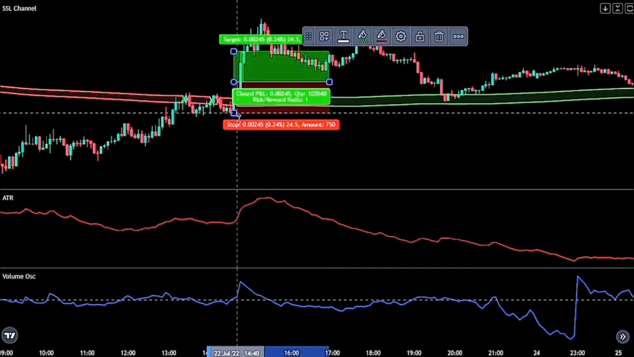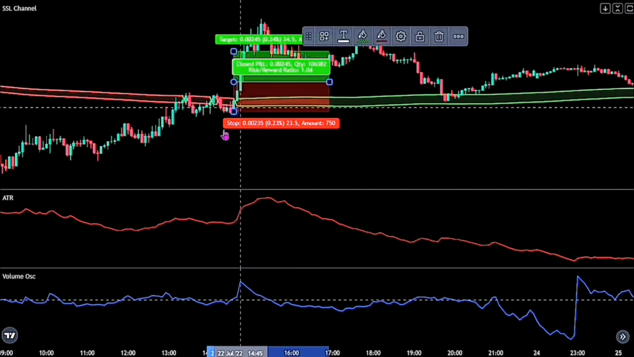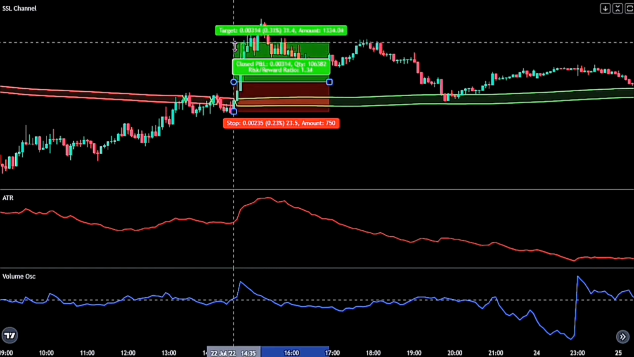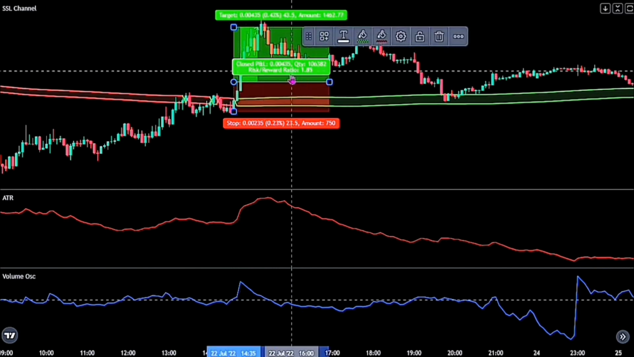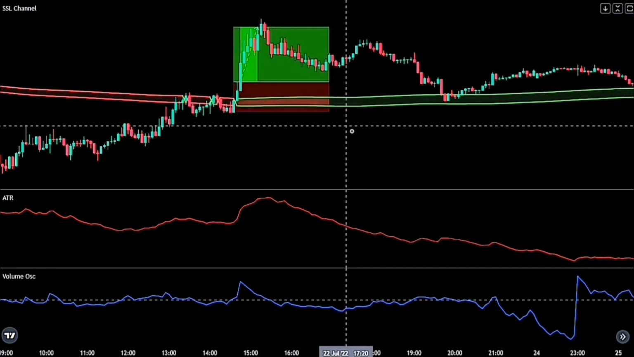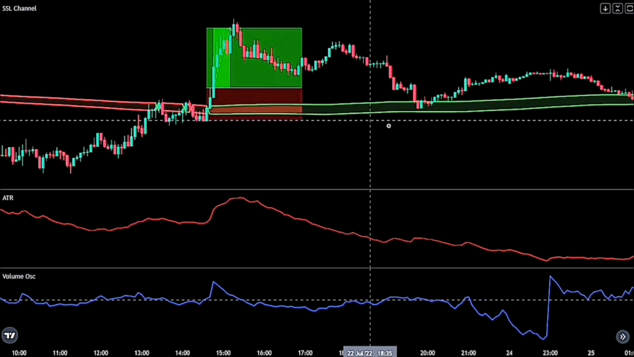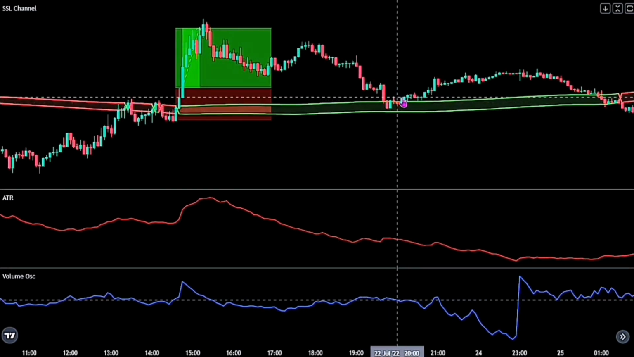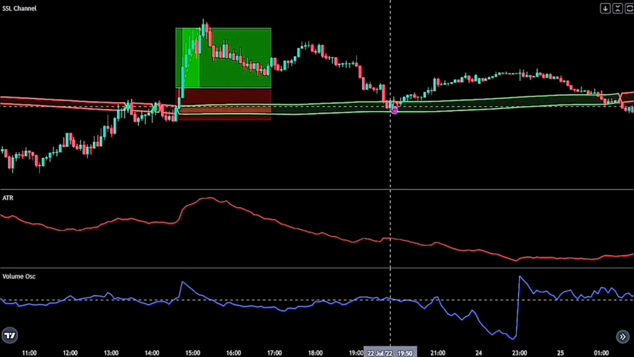For a buy signal to be valid, we need to have the SSL channel colored in green, and price action has to cross and close above the moving average. And lastly, our volume has to be above the 0 line. We will then go ahead and place a buy order at the top of the trigger candle. Our stop loss would be 2 times the value of the ATR, and our take profit would be a 1 to 1.8 risk to reward ratio.